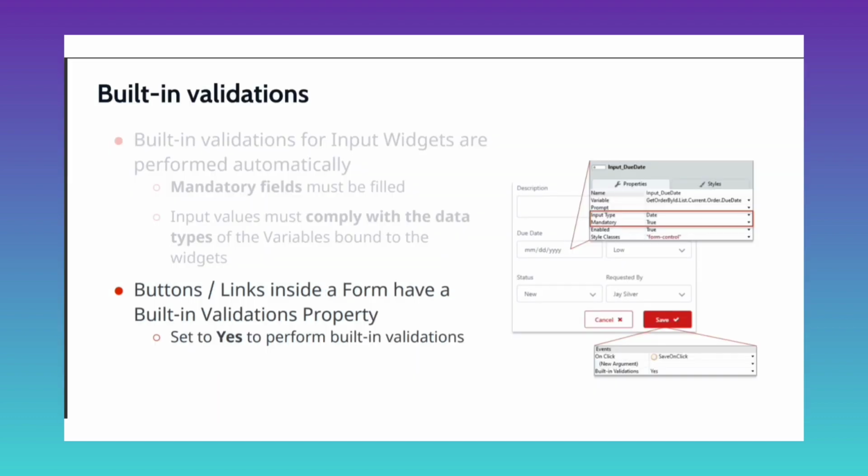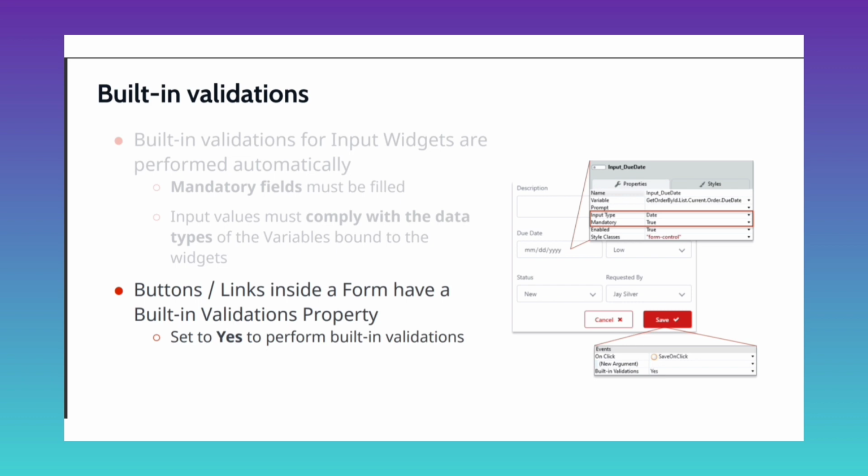OutSystems provides an automatic validation capability, meaning the form field, you can declare it as a mandatory field, and also you can define what is the data type with which the input value should comply. These two make sure that the data is entered fully, and that it is entered in the right data type.